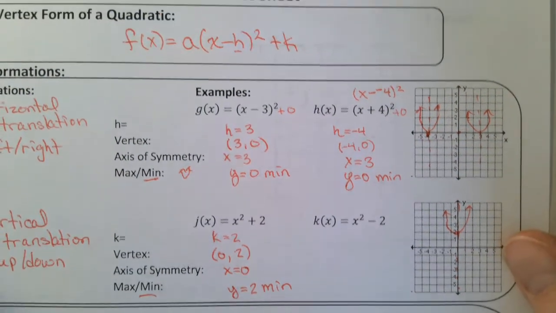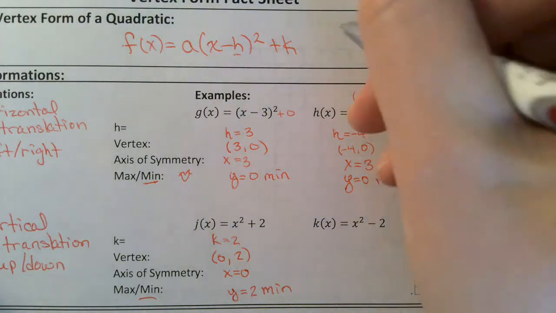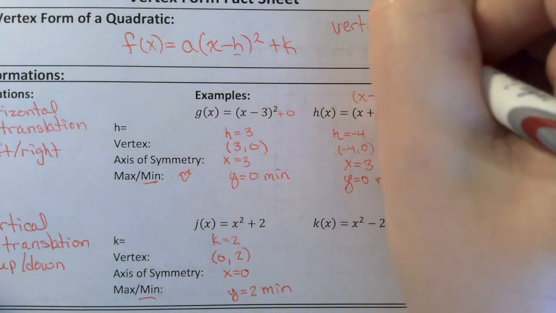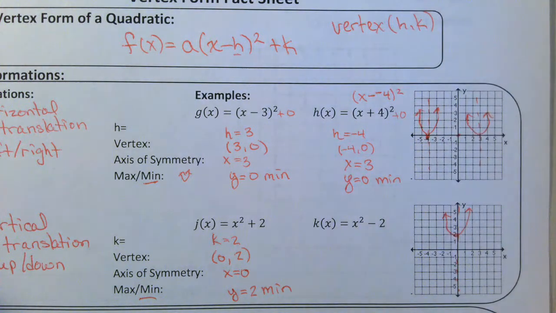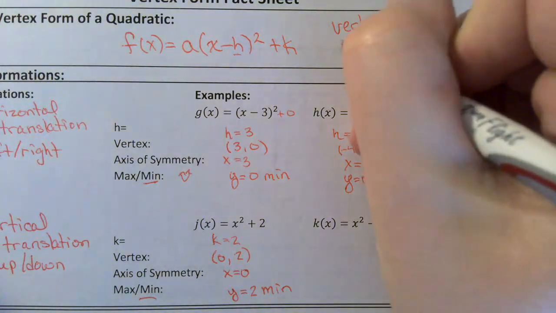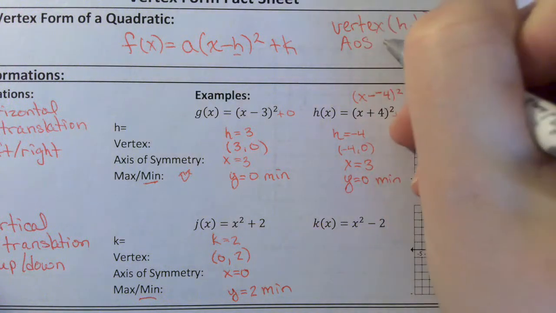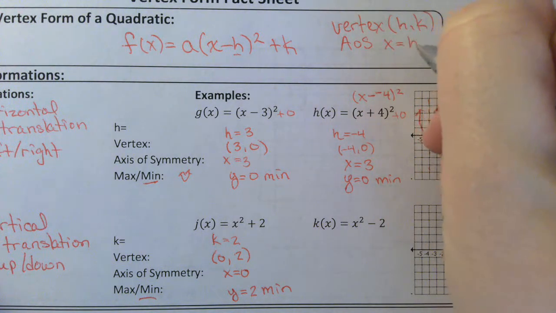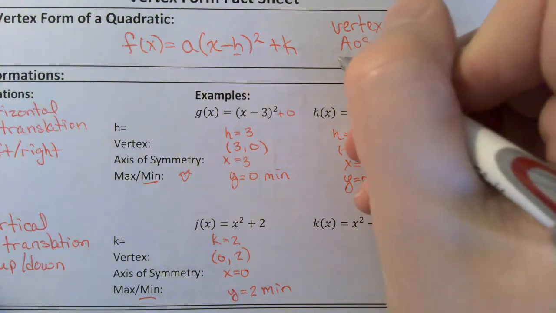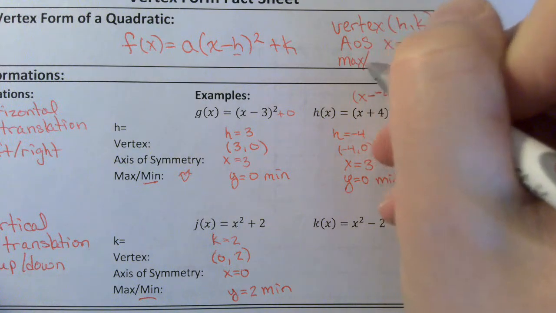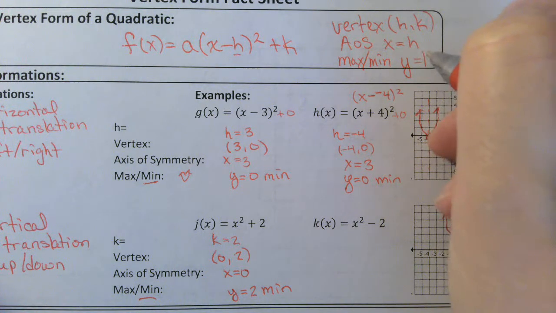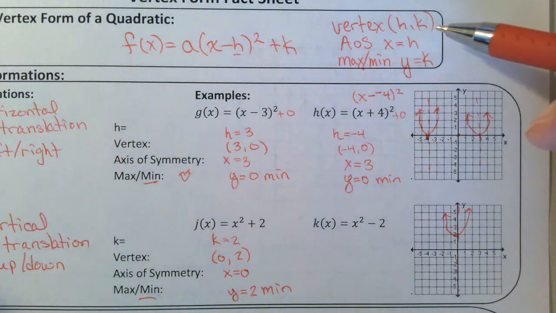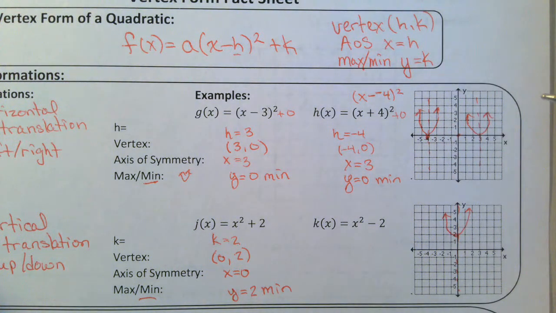Okay, I think I want to jump back up here. In vertex form, the vertex is h comma k. I want to add that in there. In vertex form, the axis of symmetry is x equals h. In vertex form, the max or min, you have to determine that by a, is y equals k. So if I know my vertex, I know all this information.